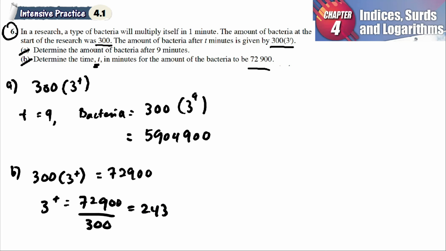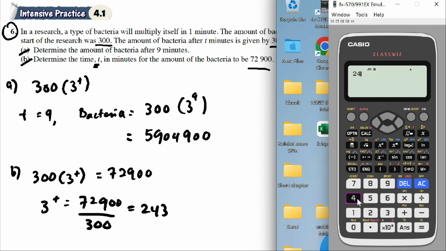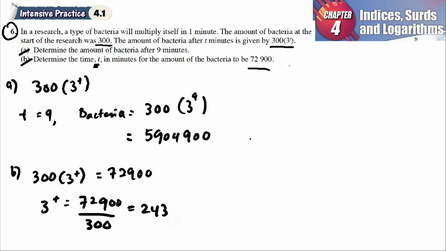We can actually get the factor of 243. 243 is equal to, so you shift and press factorize, 3 power of 5. 243 is equal to 3 power of 5. 3^t is equal to 3 power of 5, therefore t is equal to 5.